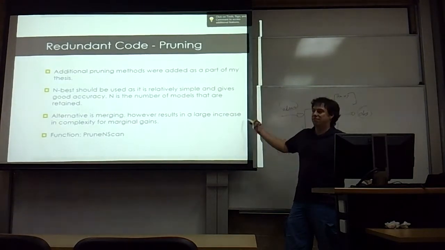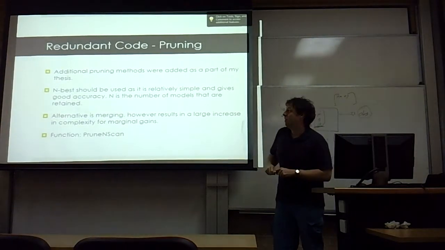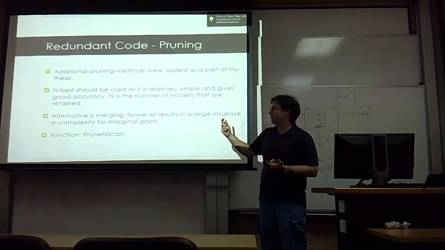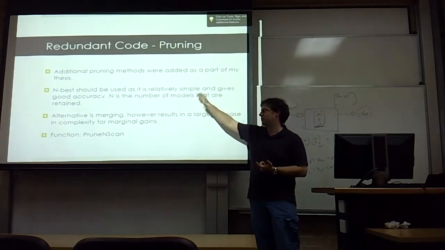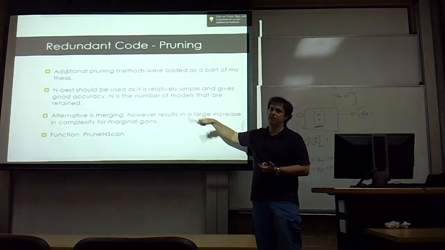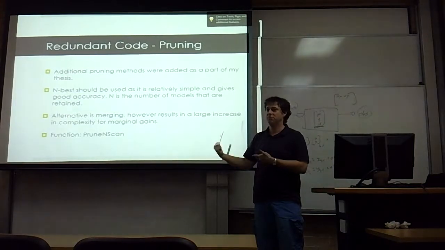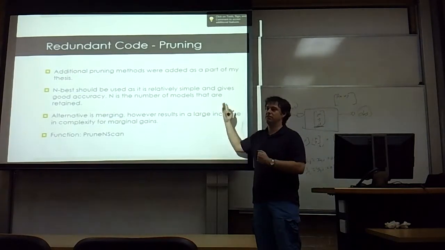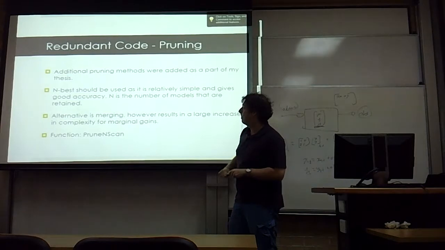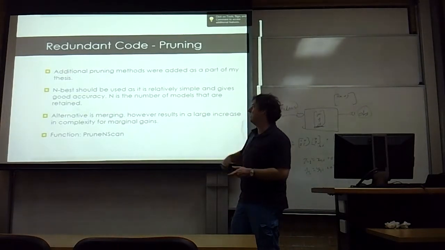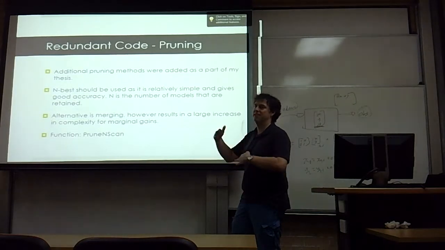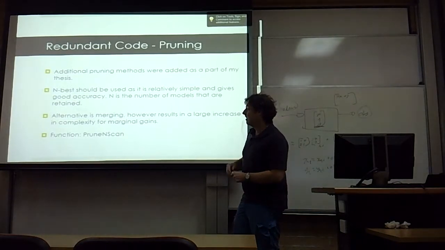So the other one is the pruning method, which is the way to get rid of them. There are a few of those as well. The best one is called the best one, and that's to keep however many best models. So it was the one I showed you in the starting example. It gives good accuracy, and it's much simpler than the others, because you just got to sort them and then chunk out the bottom half of them.